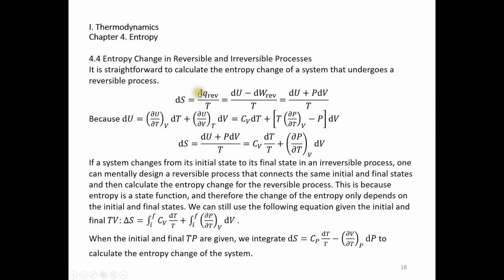Alright, we need to have this dq reversible. So we have to mentally design a reversible process that connects the initial state and the final state. And then we can use this equation. Because of that, the entropy change is the integral of C_V dT over T plus the integral of (∂P/∂T) times dV. So basically, we just need to integrate this.